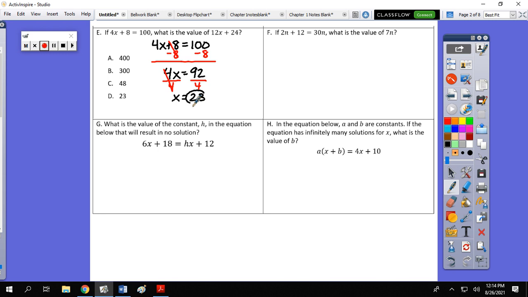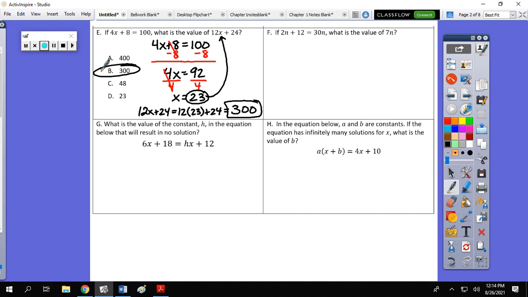But again, we need to take that value and plug it into this expression, 12x plus 24. So 12x plus 24 would be 12 times 23 plus 24. Notice 23 was one of the answers again, but it's not the correct answer. So 12 times 23 plus 24 is 300. That is the answer to the question.